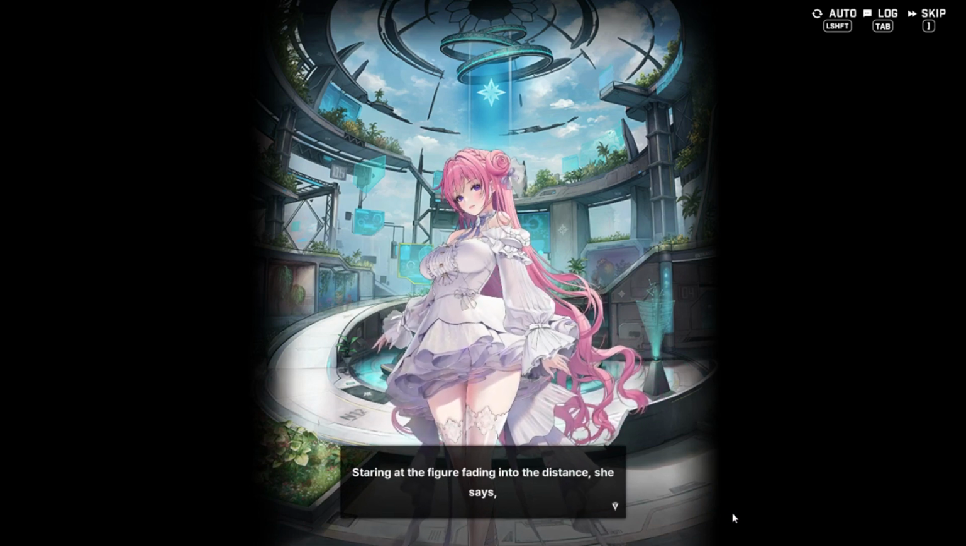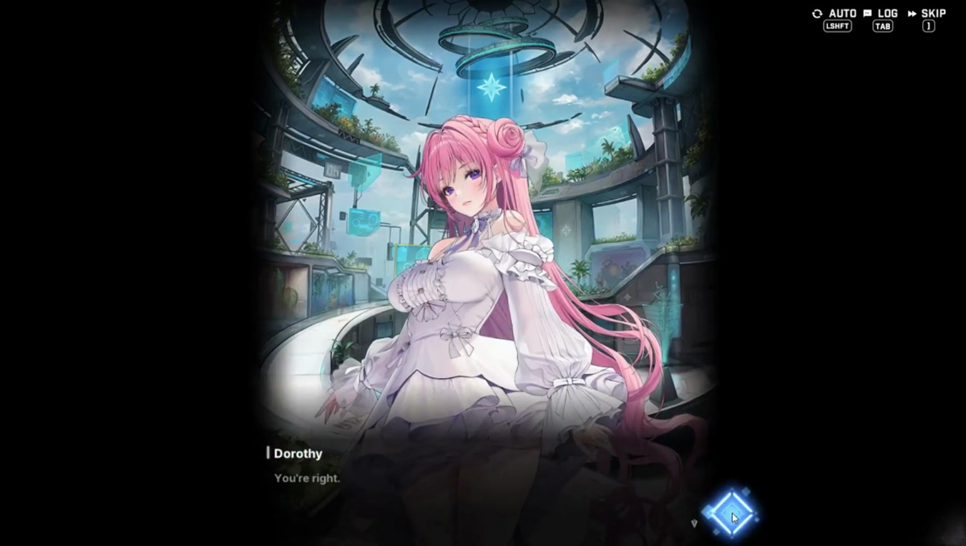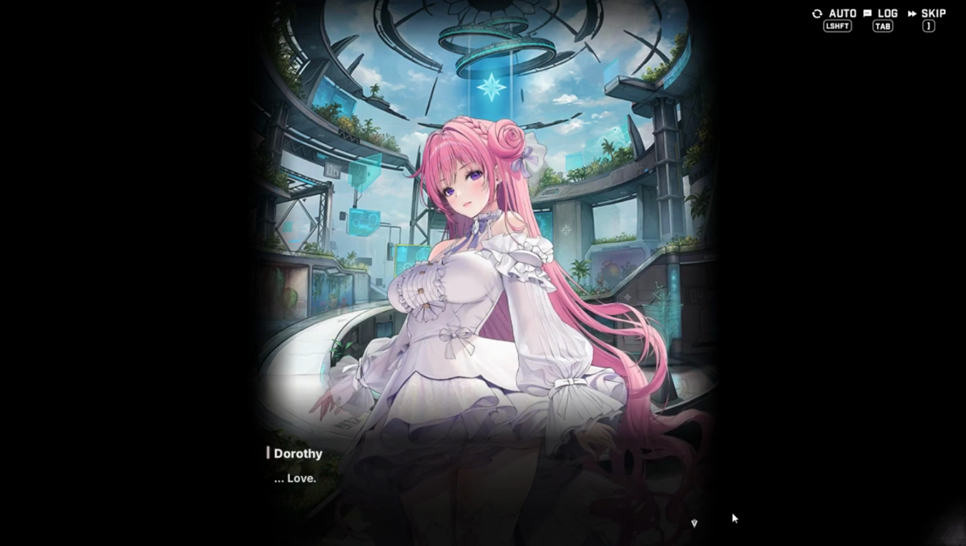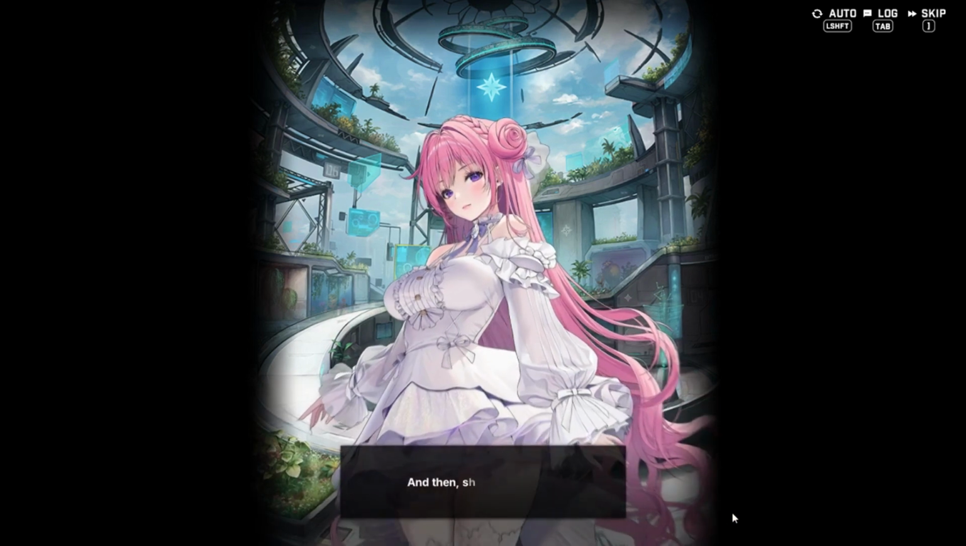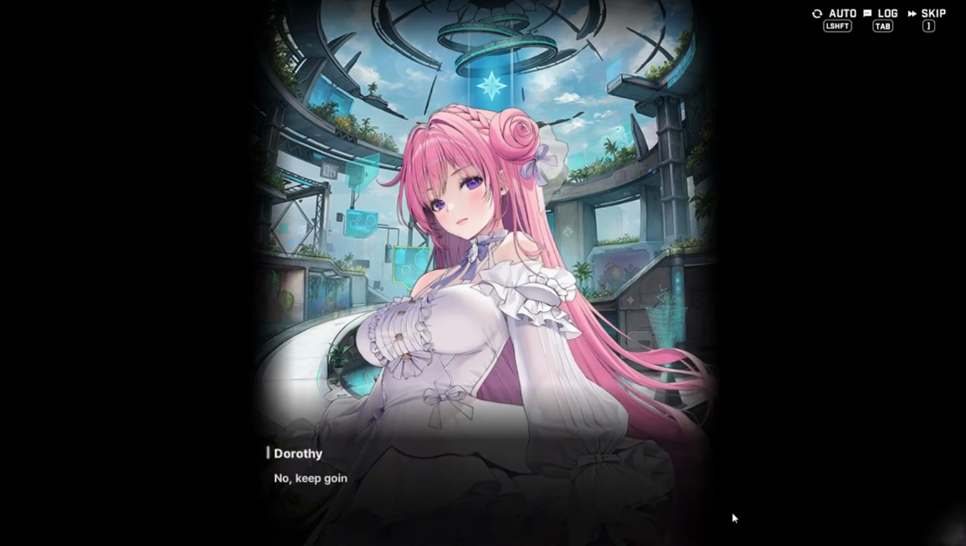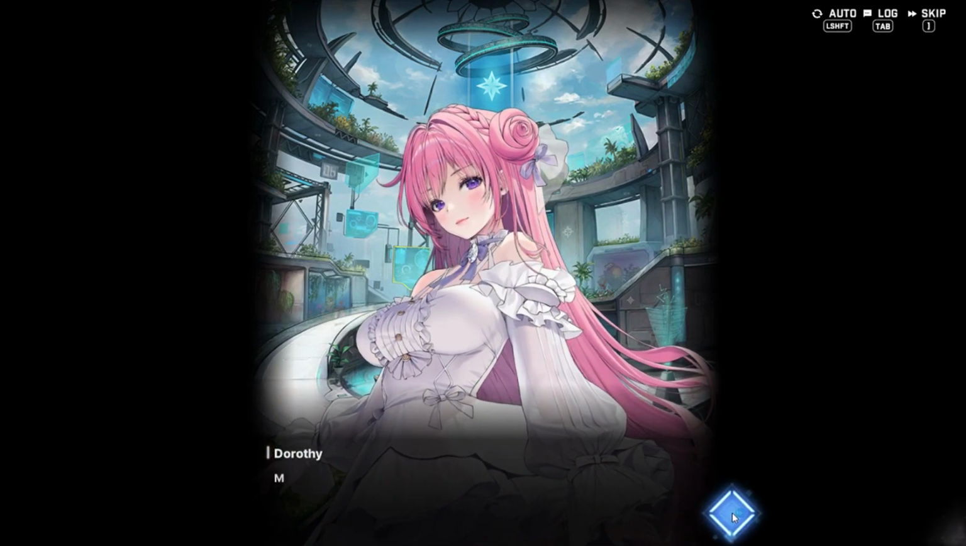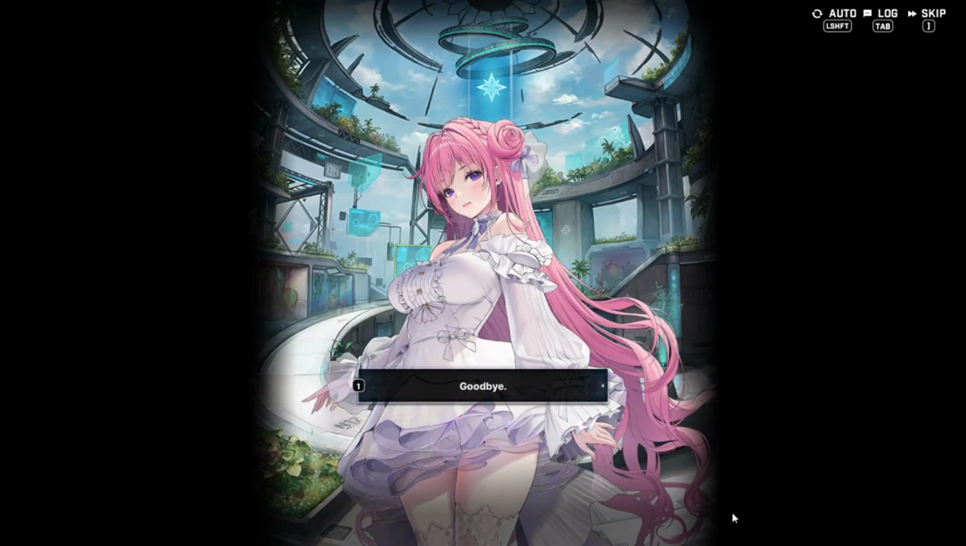Staring at the figure fading into the distance, she says, "You're right. You win. In my heart, I can still find love." Dorothy. And then she turns around. No, keep going. Goodbye, my dear. Dorothy walks forward. Once a stone begins to tumble down a hill, it cannot be stopped easily. It will roll and roll until it eventually falls into the hole that will be its new home. She will never stop. Not until she finds a place she can call home. Goodbye.